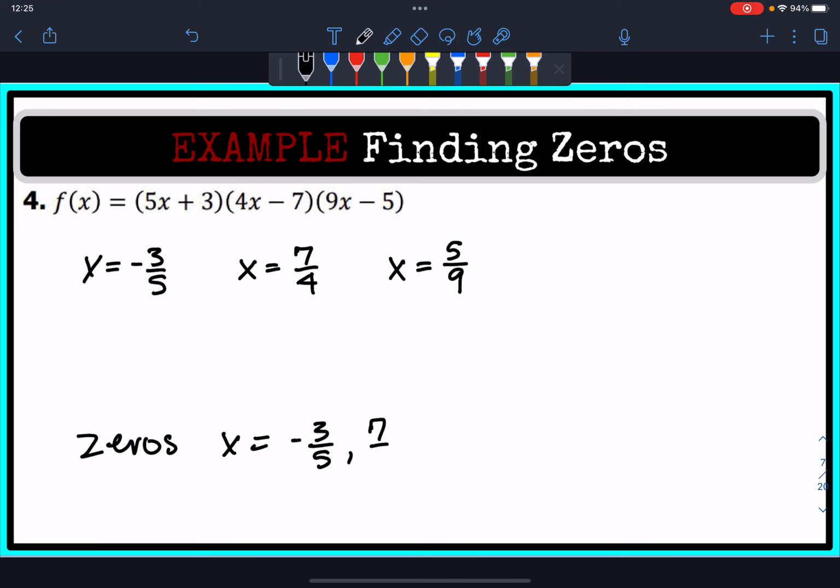Now when you submit your work on Edulastic, you'll only need to provide the zeros again. So simply type in your list again, using a comma to separate each number. Make sure that you include a comma in between each number and not just a space.